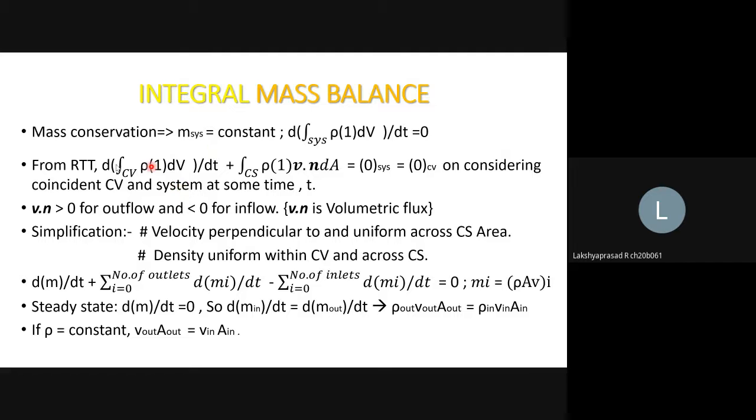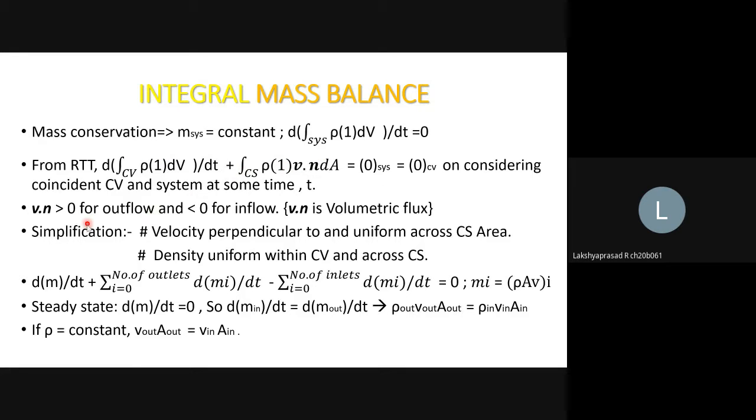Now from the Reynolds transport theorem, we can write down this expression as shown. And this zero, which is with respect to the system, can be equal to zero with respect to the control volume, considering coincident control volume and system at an instant t. Here the small b in RTT is equal to 1 because we are looking at mass balance. So this is the integral mass balance general equation.